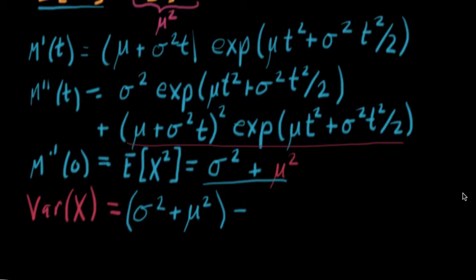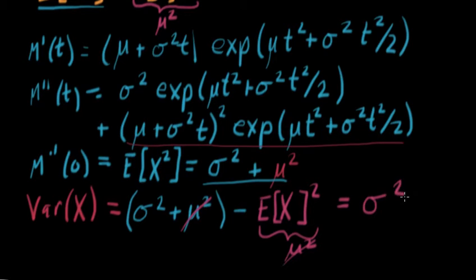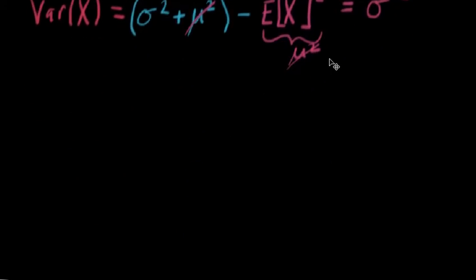But then we still need to subtract the square of the expected value of x, but we already figured this out. That's mu squared, so mu squared subtract mu squared is 0, and that leaves us with just sigma squared, as we wanted to show. So there's one more part to this proof.